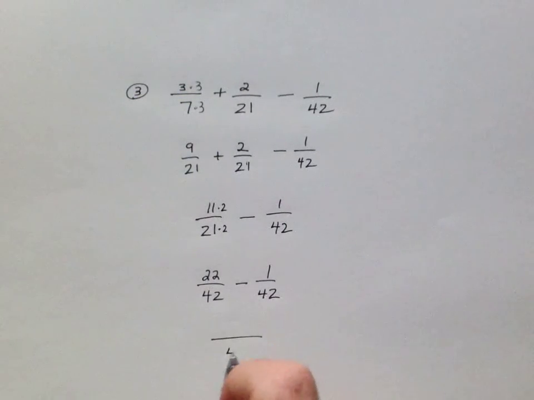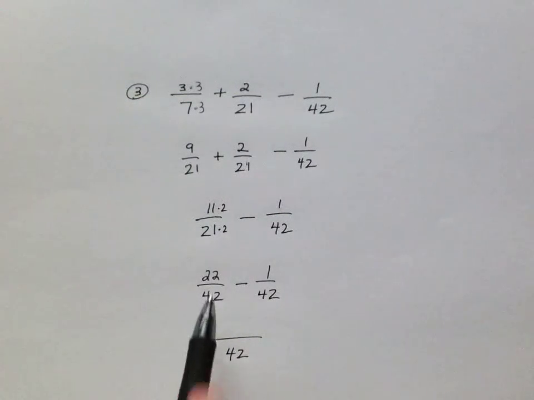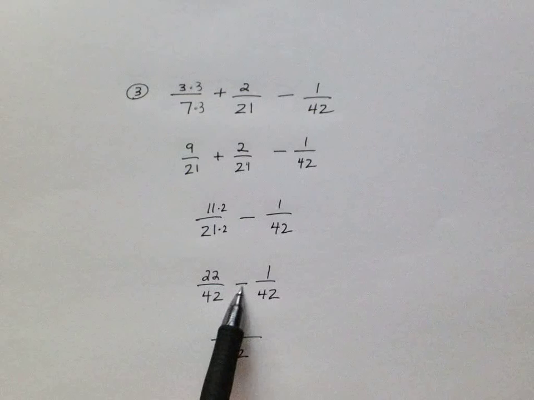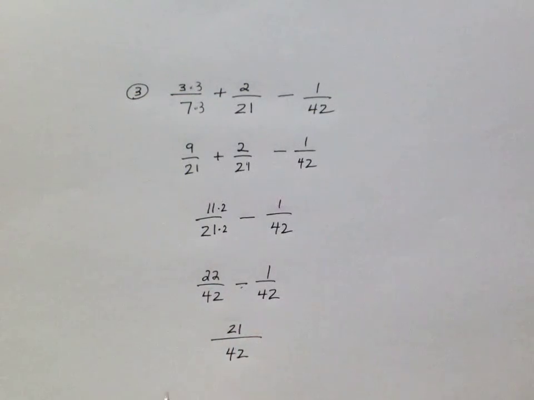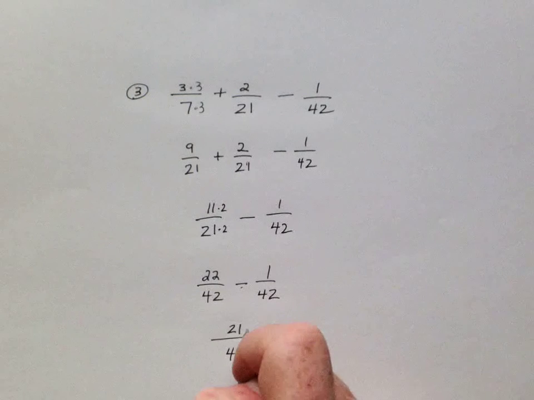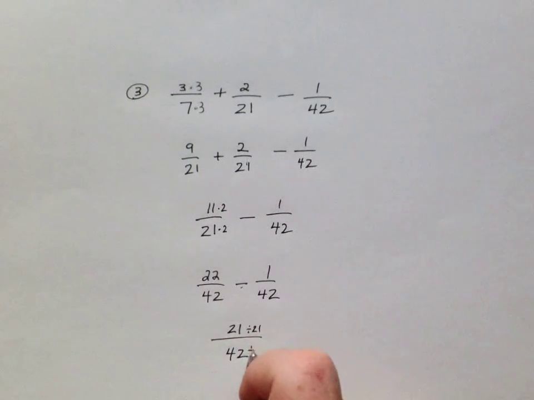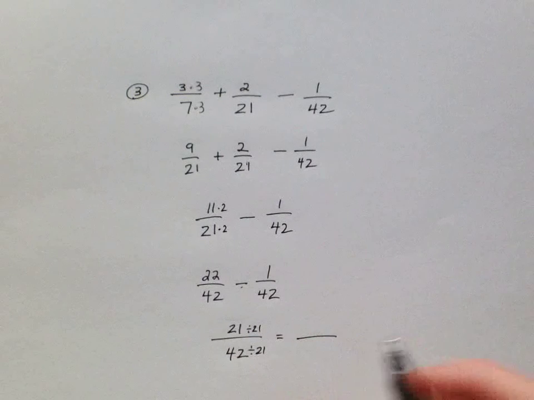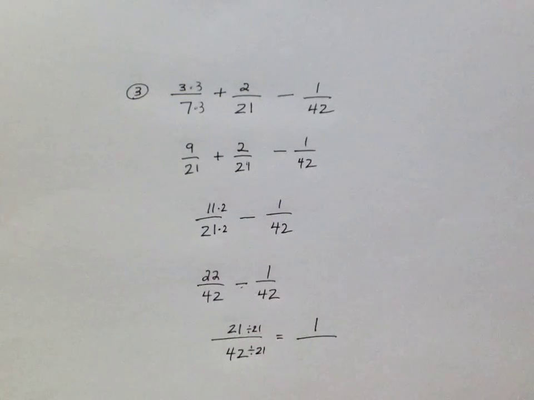So the answer is going to be that the denominator is 42, and then here just subtract 22 minus 1, so it's 21. And then with fractions, at the end, you always have to see if you could reduce. Well, this could actually be divided by 21, and this could be divided by 21. So that's how I'm going to reduce it. Divide by 21, divide by 21. It would leave a 1 on the top, 21 divided by 21, and it would leave a 2 on the bottom. So the final answer is 1/2.